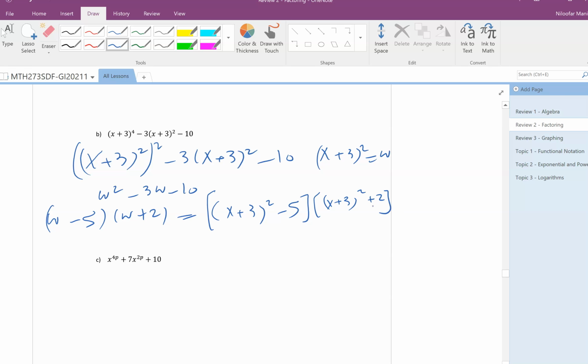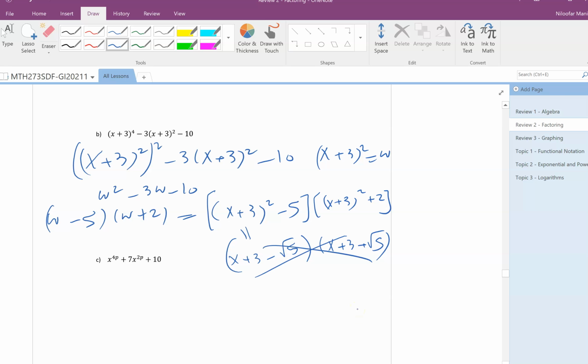Okay, can I continue after this? No. When I was a student, we had to continue here. We had to say it is x plus 3 minus radical 5, because one of them is squared, and the other one is x plus 3 plus radical 5. But you don't do it here. No, here no. So you stop.